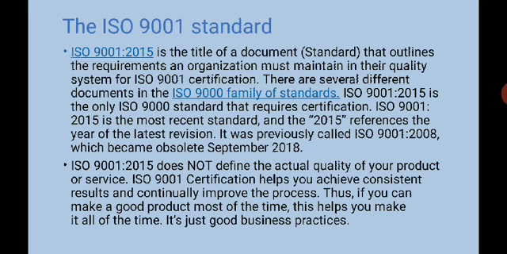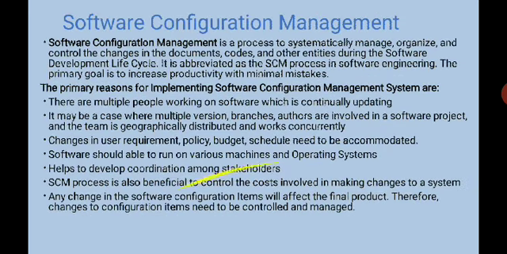So this is the last part. The year specifies the year in which it came. ISO 9001:2015 does not define the actual quality of the product or service. ISO 9000 certification helps you achieve consistent results and continually improve the process. Thus, if you can make a good product most of the time, this helps you make it all of the time. It's just good business practice, right? So this was just something that you have to mug up.